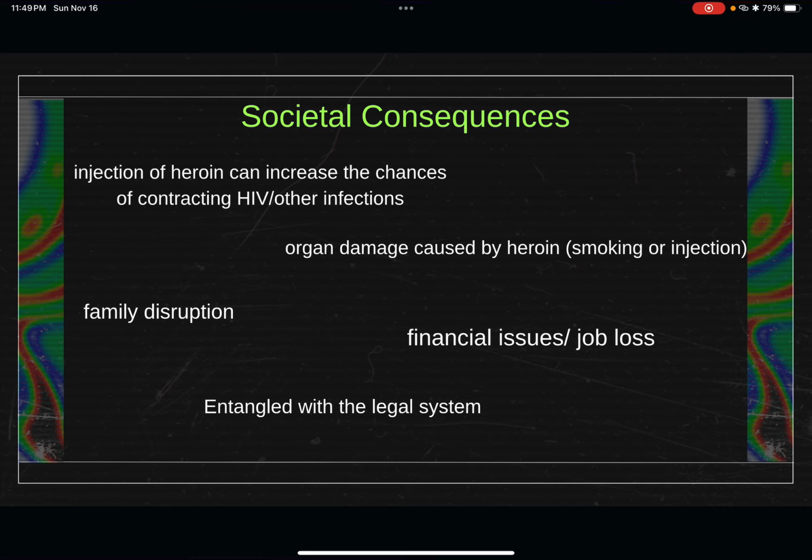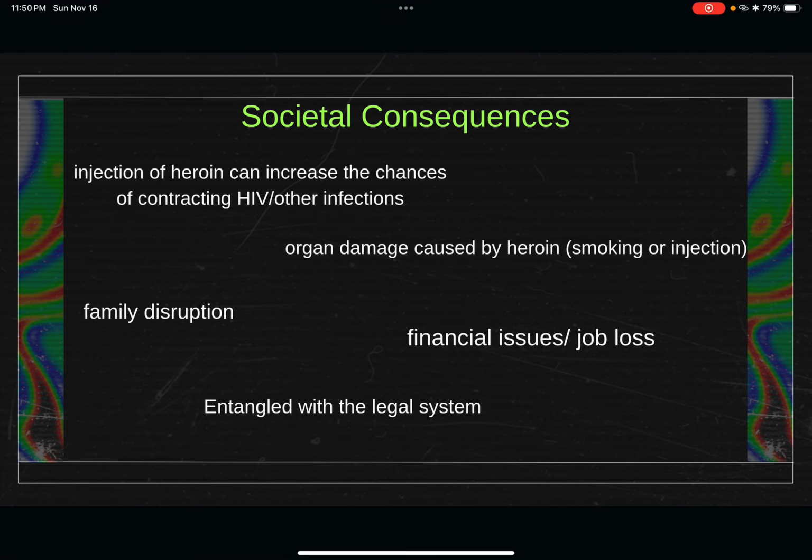The consequences in society from doing heroin and having an addiction to heroin. If you didn't know, heroin can be injected or smoked. With injection, when you share needles with other people, you can contract HIV and other infections because it goes straight to your bloodstream. It can also cause organ damage from smoking or injecting heroin.